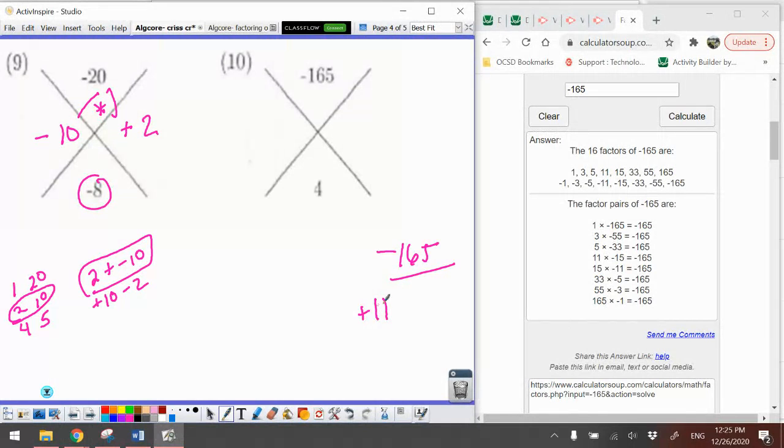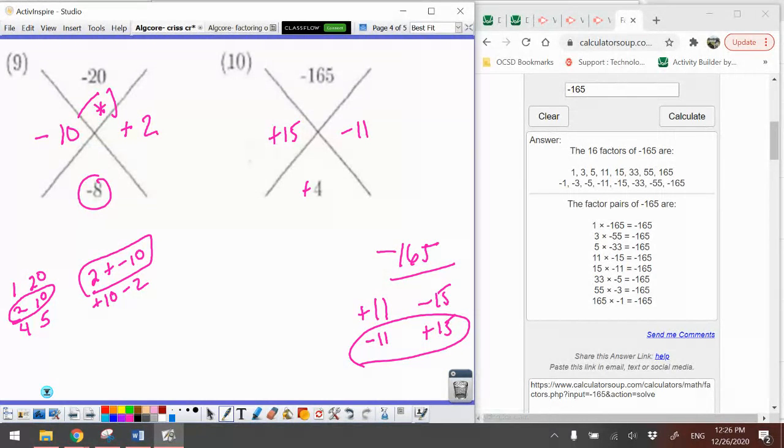So do I need a positive 11, negative 15, or do I need a negative 11 and a positive 15? Which of those will give me a positive 4? Yeah, it's this one. So positive 15, negative 11. That is going to give me my answer.